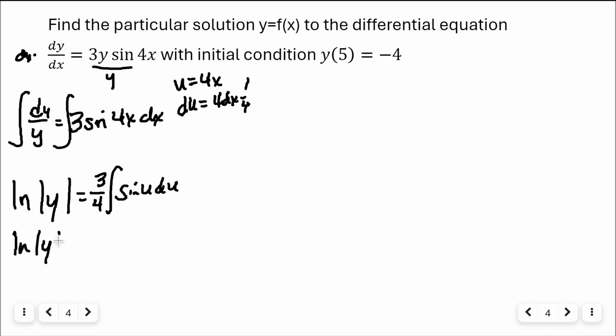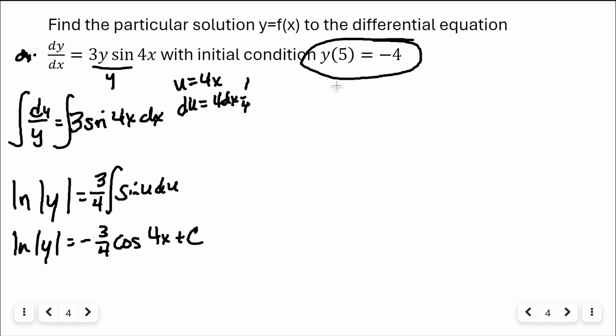So the natural log absolute value y. The integral of sine is minus cosine. And if you don't mind, instead of cosine u, I'm going to write cosine 4x and stick a plus c on it. Okay, now I need to solve this for y. I'm sorry, I don't need to solve for y yet. I need to find c.